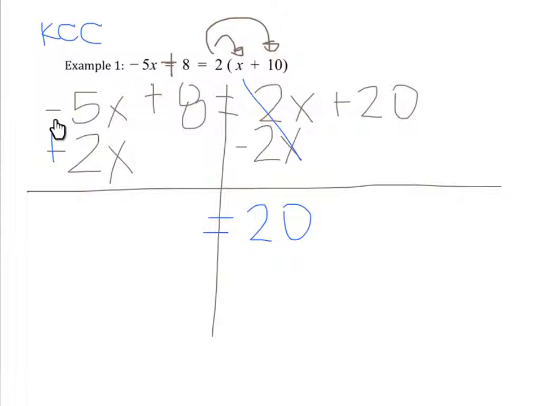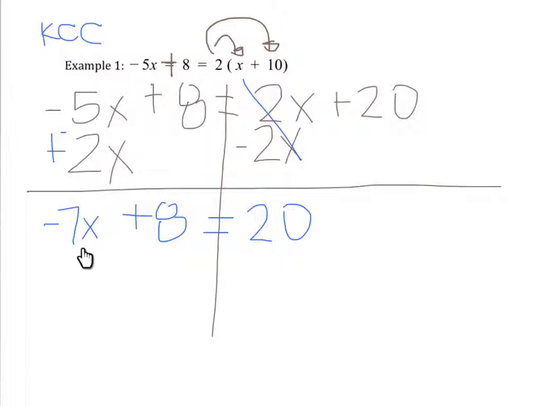So 5 plus 2 is 7. I have to bring my x. Since both the numbers were negative, my answer is going to be negative. Now I'm going to bring down my plus 8. So I combined my variables. Now I need to combine my numbers.